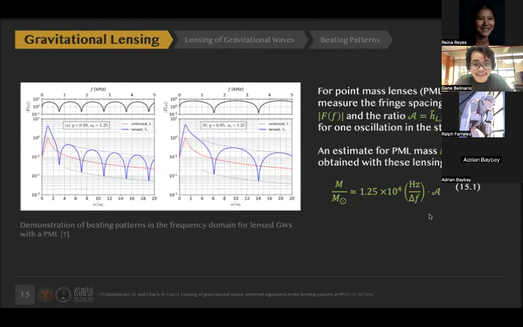Using these features of the lens waveforms, we can estimate the mass of the point mass lens given by equation 15.1. So all we have to know is the fringe spacing in the amplification factor and get the ratio of the maximum and minimum values in one oscillation of the lens strain data.